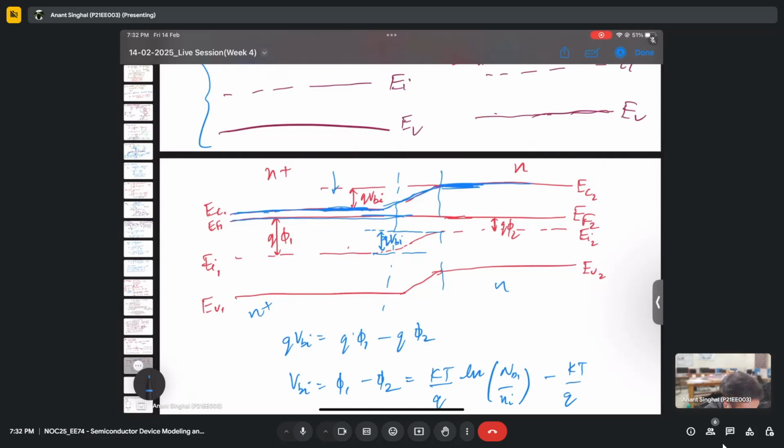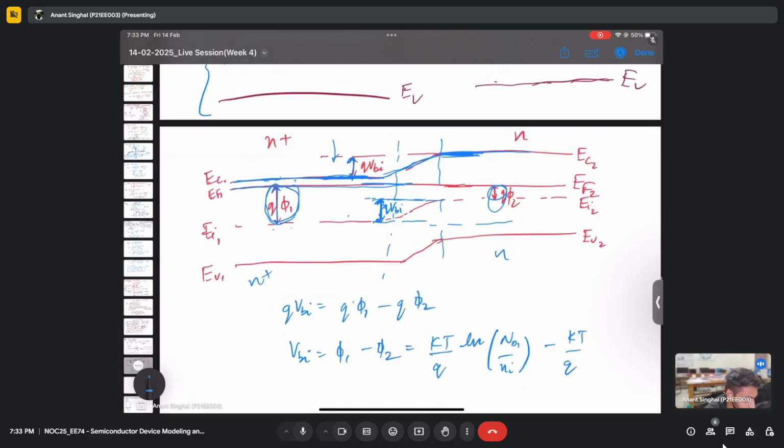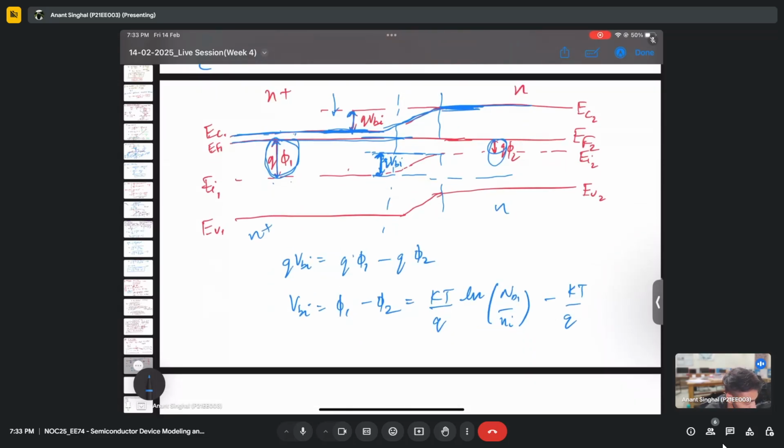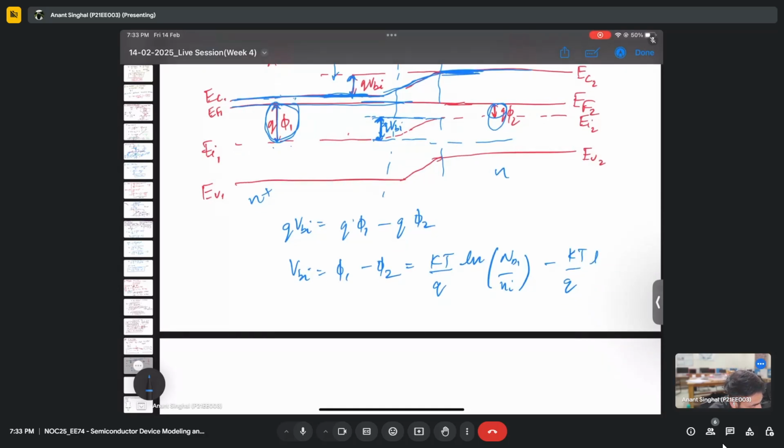Yes, sir. Okay, and whatever will be the change in EC will be the change in Ei, because these two are parallel, the EC and Ei, right? Okay, sir. Understood. And then the Ei minus EF. So this is q phi 1 and this is q phi 2. If I make a larger line, this minus this comes out to be qVBI. You can go through it once again, and maybe in the next lecture I'll start with this problem only. That, I guess, will be better.